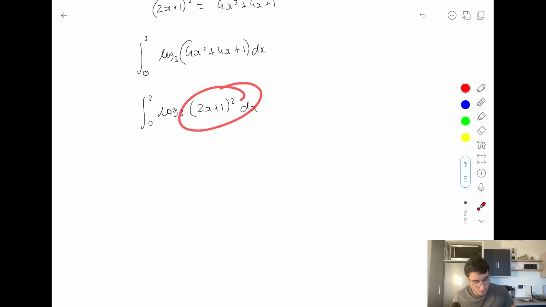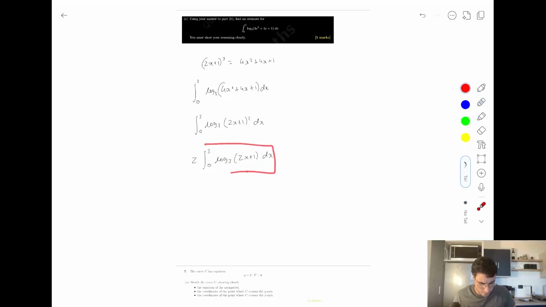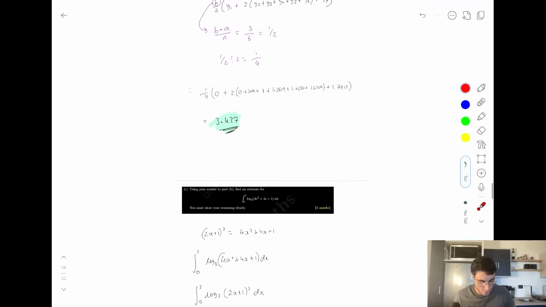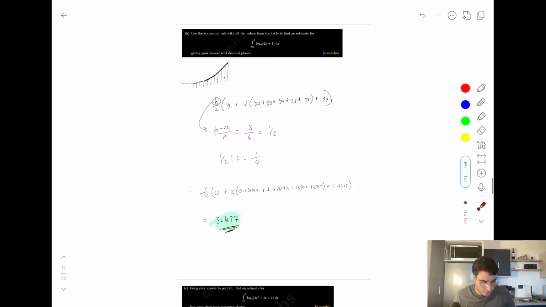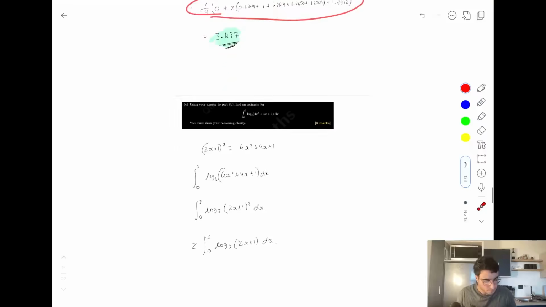Because using our log power rule, we can bring the 2 down as a constant. So what we've got is 2 times the integral of log 3 (2x plus 1) dx. And we just found this there. Or better yet, we found the whole integral over here. So I'm going to plug this whole thing in. Not this, because we rounded it, but just to make it easier when writing, I'll put this in. But you want to plug the whole thing in.